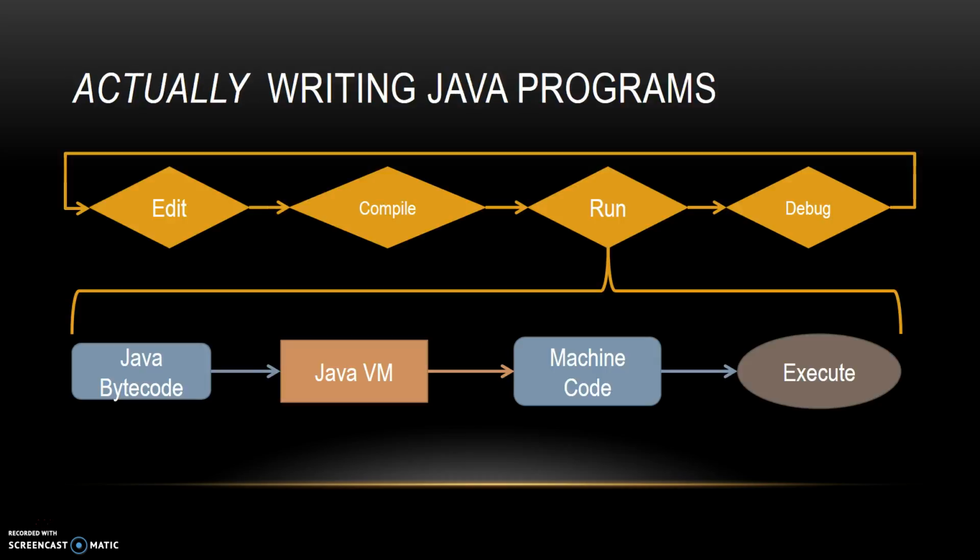The last step is debug. If your program didn't do what you wanted it to, which happens a lot, you're going to have to debug and figure out why that program doesn't work and start the cycle all over again.